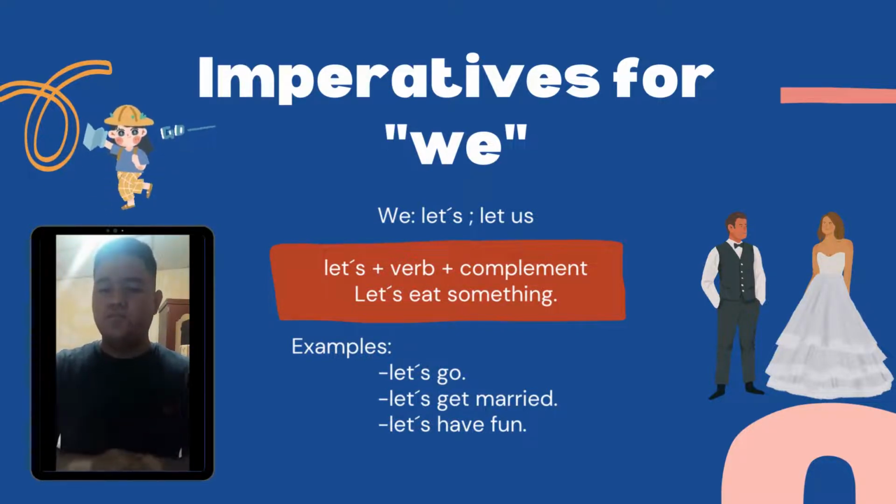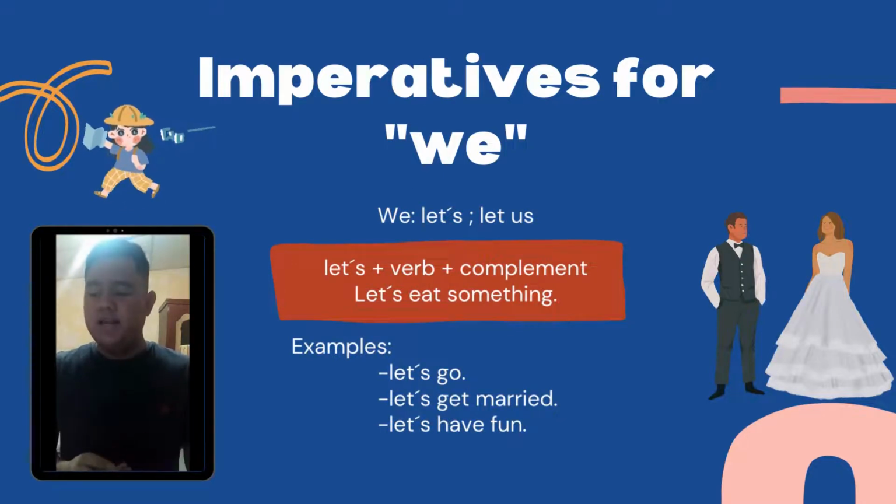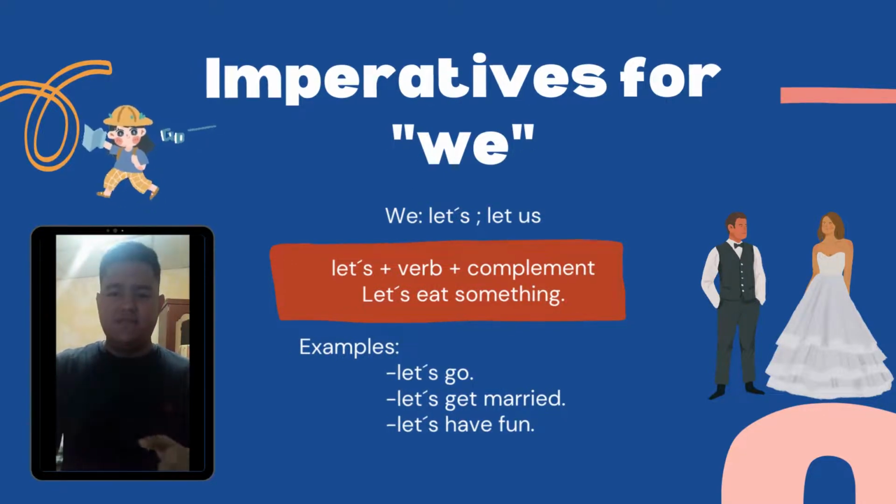Right. For example, we have this structure. We use let's before the verb: let's plus the verb plus the complement. Let's eat something. You know that you are referring to you and your friend going to eat something. You say to someone that he and you are going to eat something, right? And other examples. Let's go. Let's get married. Let's have fun.